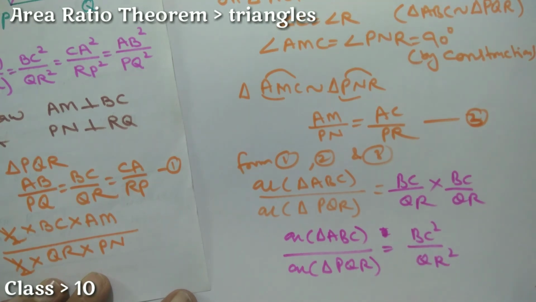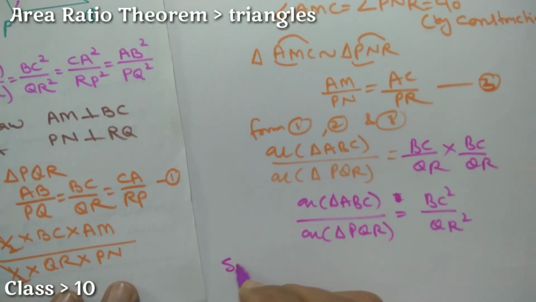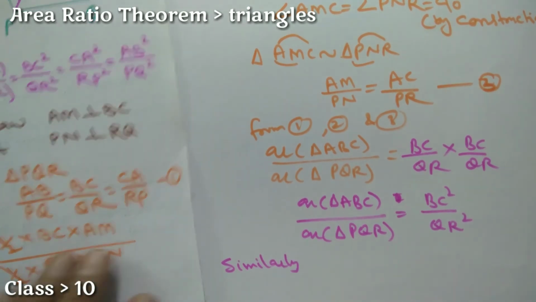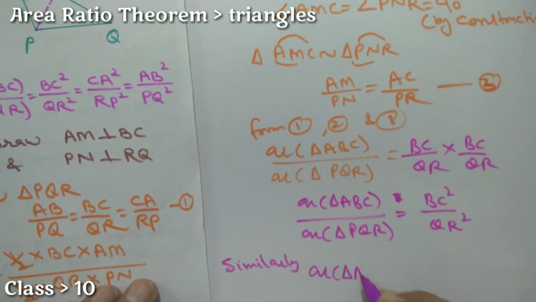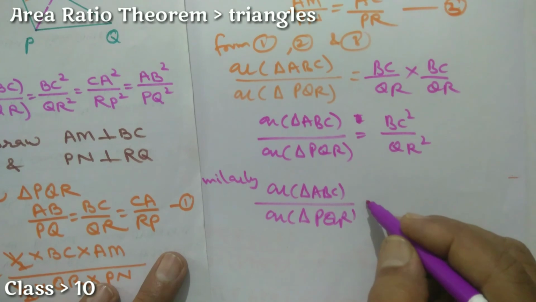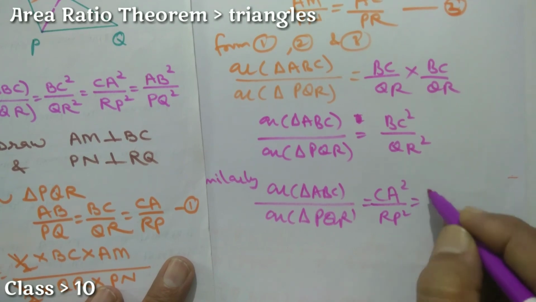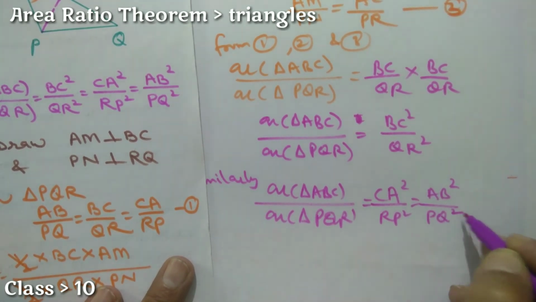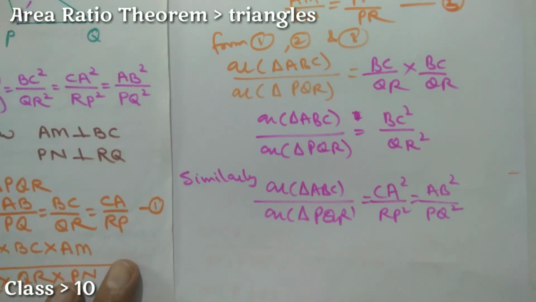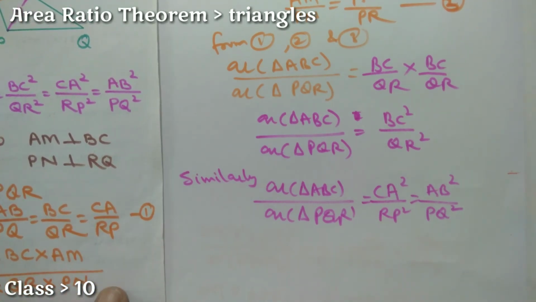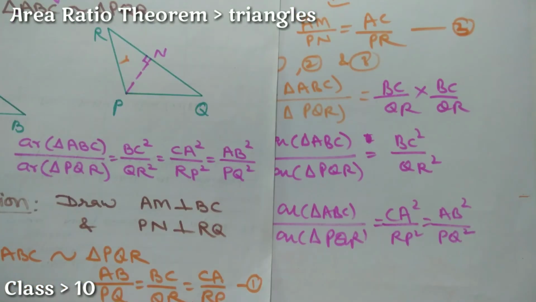In the same way, we can prove that area of triangle ABC upon area of triangle PQR is also equal to CA square upon RP square and AB square upon PQ square, and that is the proof of the theorem. Using this theorem we can solve a number of questions easily. Please try to solve questions based on this theorem from your NCERT and any other extra book. Let us meet in the next video.